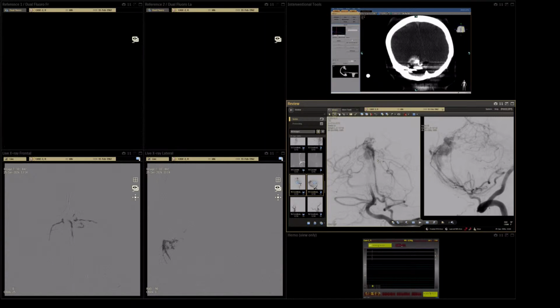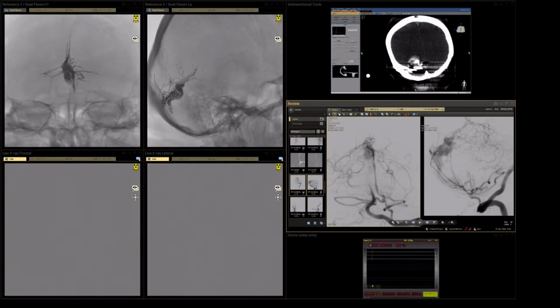Maybe it's a time to finish. Okay, let's see. A little bit more injection. Okay, this is a posterior meningeal coming from the left side. It's a big branch, and now we can finish. Just create negative pressure.